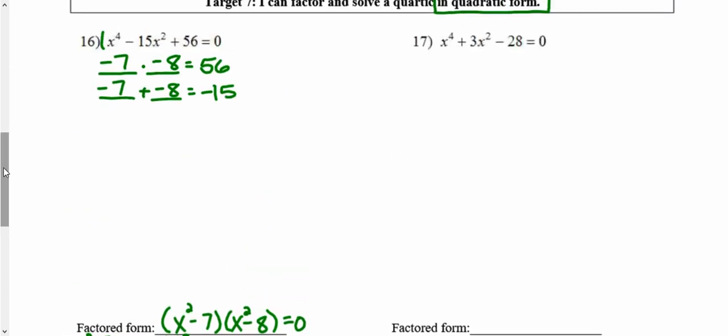All right, our last problem. So again, this is a quartic. We're going to factor it like a quadratic. So find numbers that give you a times c, which is negative 28, and add to give you your middle number, which is 3. So the numbers that multiply to negative 28 and add to 3 would be 7 and negative 4.